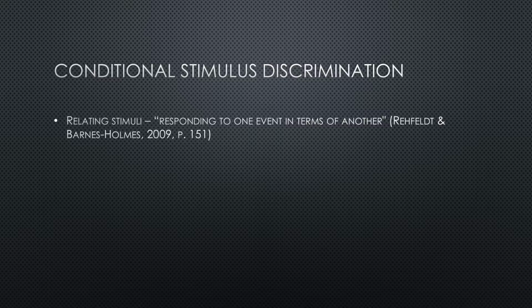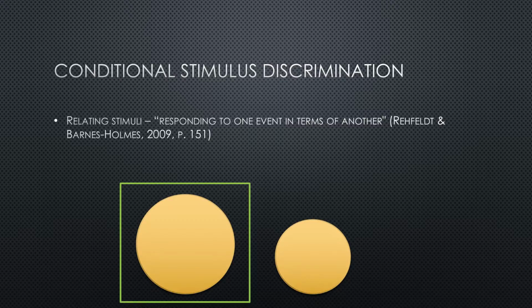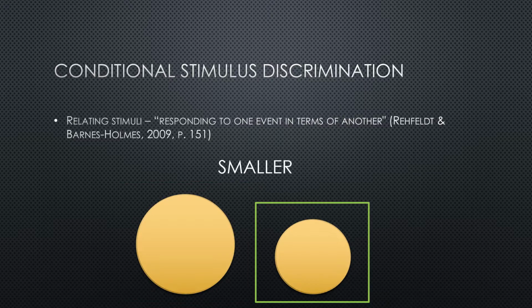Reflet and Barnes-Holmes define relating stimuli as responding to one event in terms of another, and that is simply conditional discrimination. I could teach you to select the bigger circle every time. That would be stimulus discrimination. I could also teach you to select the bigger circle in the presence of the word bigger, and the smaller circle in the presence of the word smaller. That is conditional stimulus discrimination, also called relational responding.